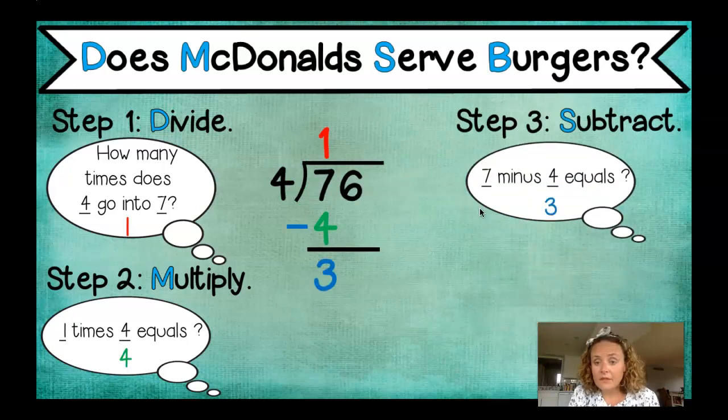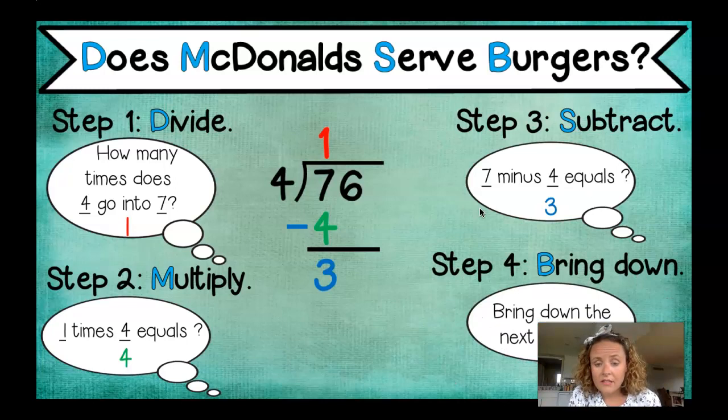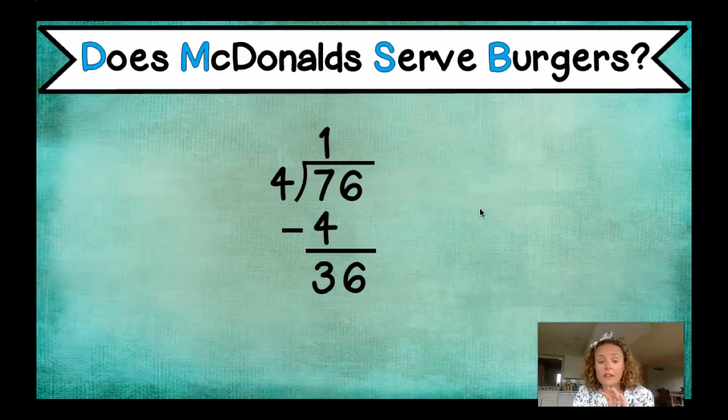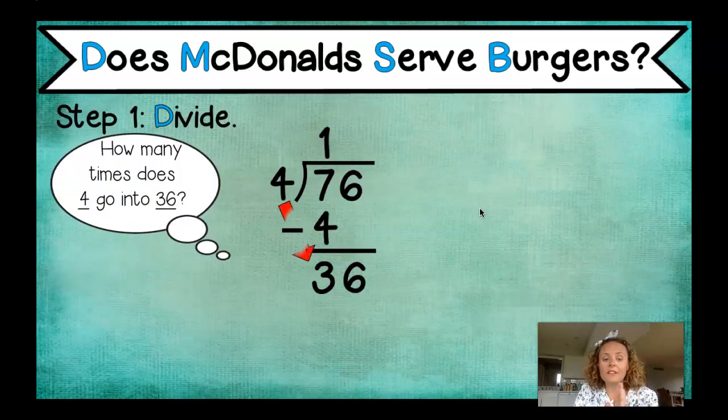We're looking at 3. What's the final step? Bring down. As long as there's something to bring down, bring it on down. Okay, we've got 36. Now we've got to ask ourselves, we're starting all over again, how many 4s go into 36? And I'm feeling deeply satisfied. Do you know why I'm feeling deeply satisfied?